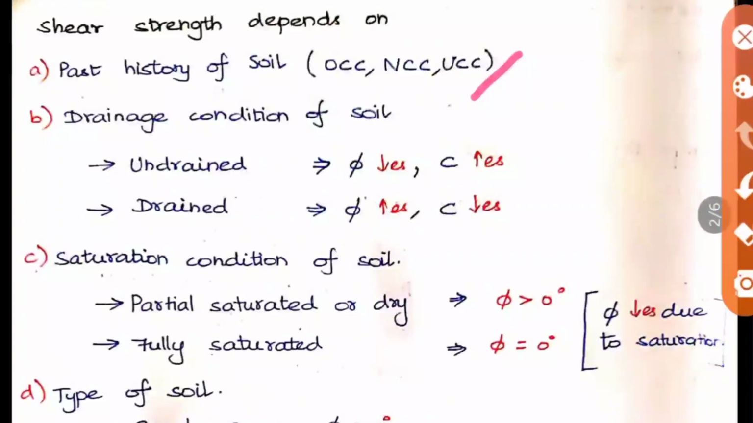And then the drainage condition of the soil. When the soil is undrained, the phi value decreases and cohesion increases, and when it is drained, phi increases and cohesion decreases. The third one is the saturation condition of the soil. Here the phi value always decreases due to saturation. When it is partially saturated or dry, it is greater than 0 degrees, but when it is completely saturated it is always equal to 0 degrees.